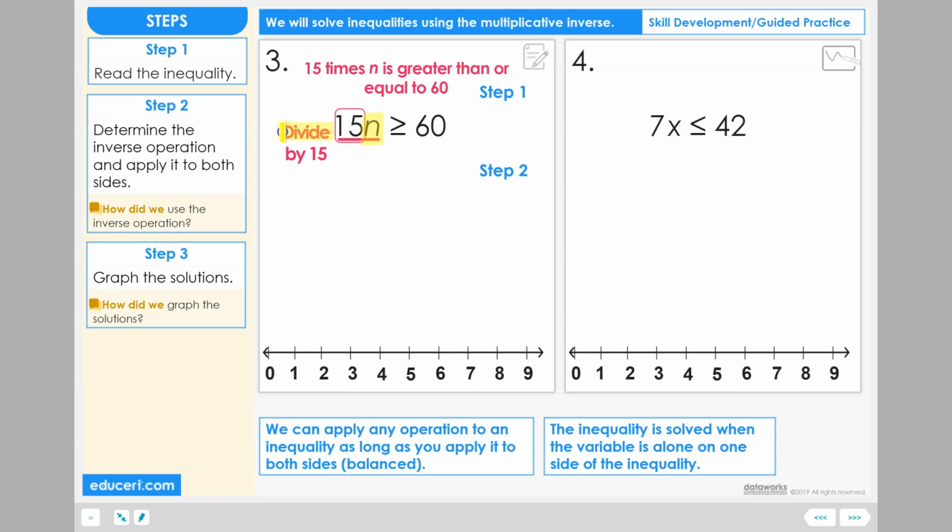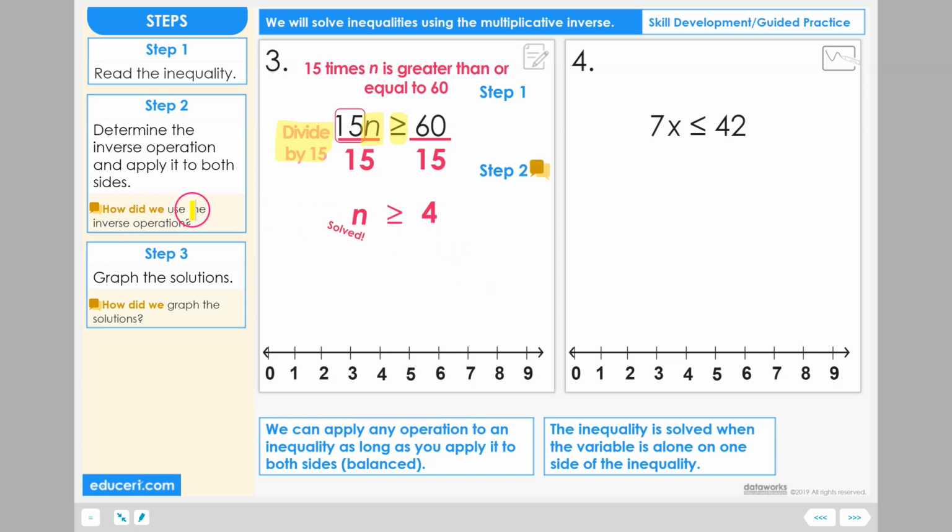And we need to make sure we use the inverse operation on both sides of our inequality. So 15n divided by 15, and also 60 divided by 15. 15n divided by 15 equals 1n. We know that this will give us just n, so now we're just going to write the variable n. We're going to put the inequality symbol is greater than or equal to, and then 60 divided by 15 equals 4. And that is our solved inequality.